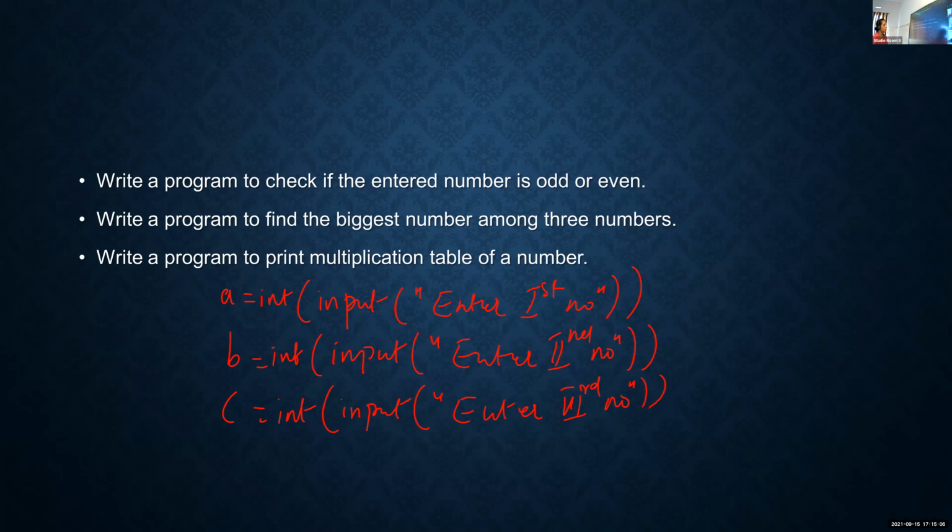So first you want to input three numbers. For inputting the first number, A is equal to int input enter first number. B is equal to int input enter second number. C is equal to int input third number. So we will just input three numbers. Then next we want to find out the biggest number among these three numbers. Alan Joshi, how can we give the condition? Just try.